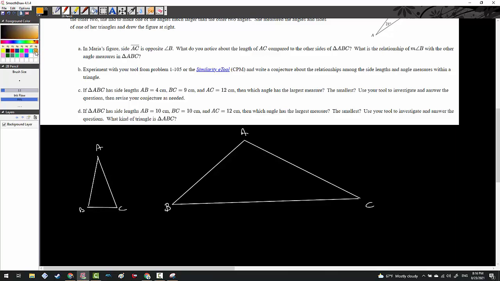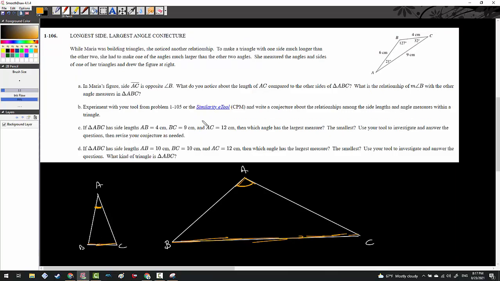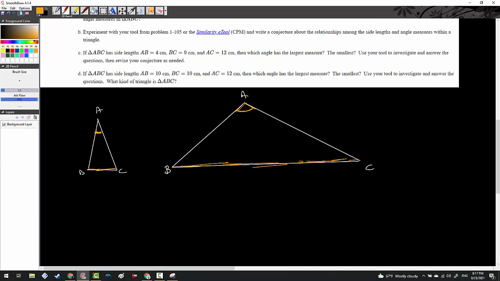Now, is it just happenstance that this angle for A is small, and this angle for A here is large? I don't think so. It should make sense that the wider the opening of the angle, the more triangle you're going to need to fill the gap on the opposite side of that angle. So, when it comes down to longest side versus largest angle, medium side, medium angle, small side, small angle, bottom line, they correspond. The largest angle will be opposite the longest side. The medium angle will be opposite the medium side, and so on and so forth.